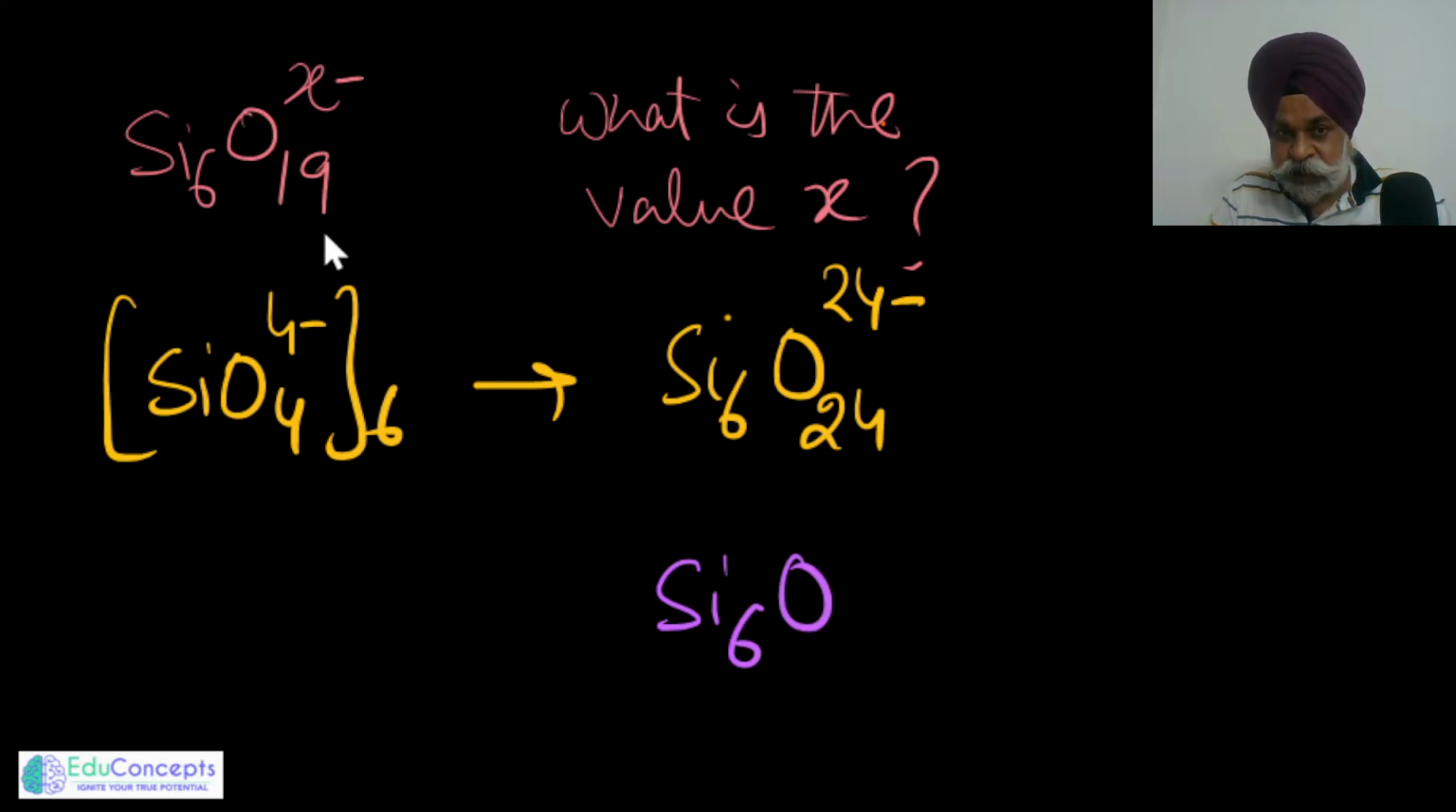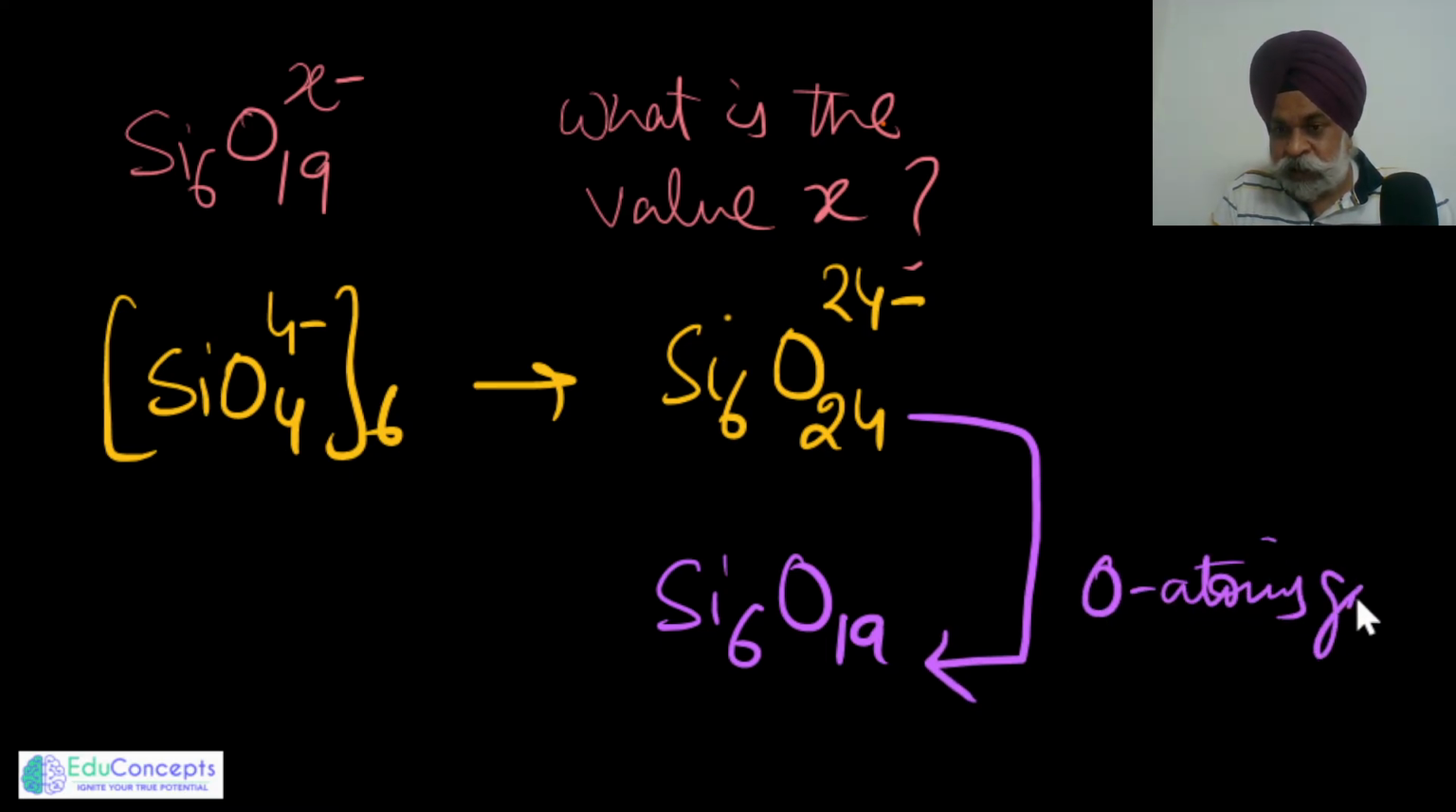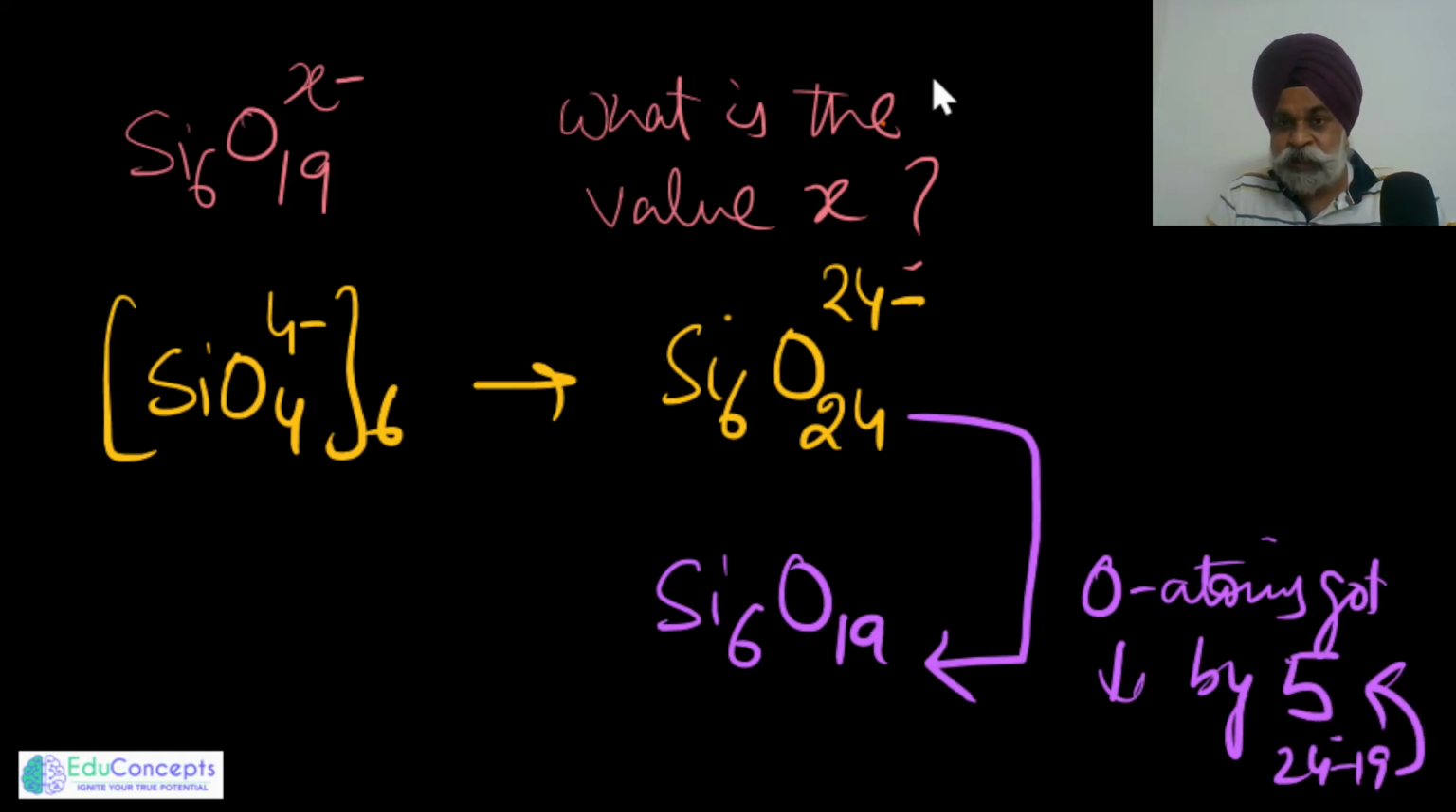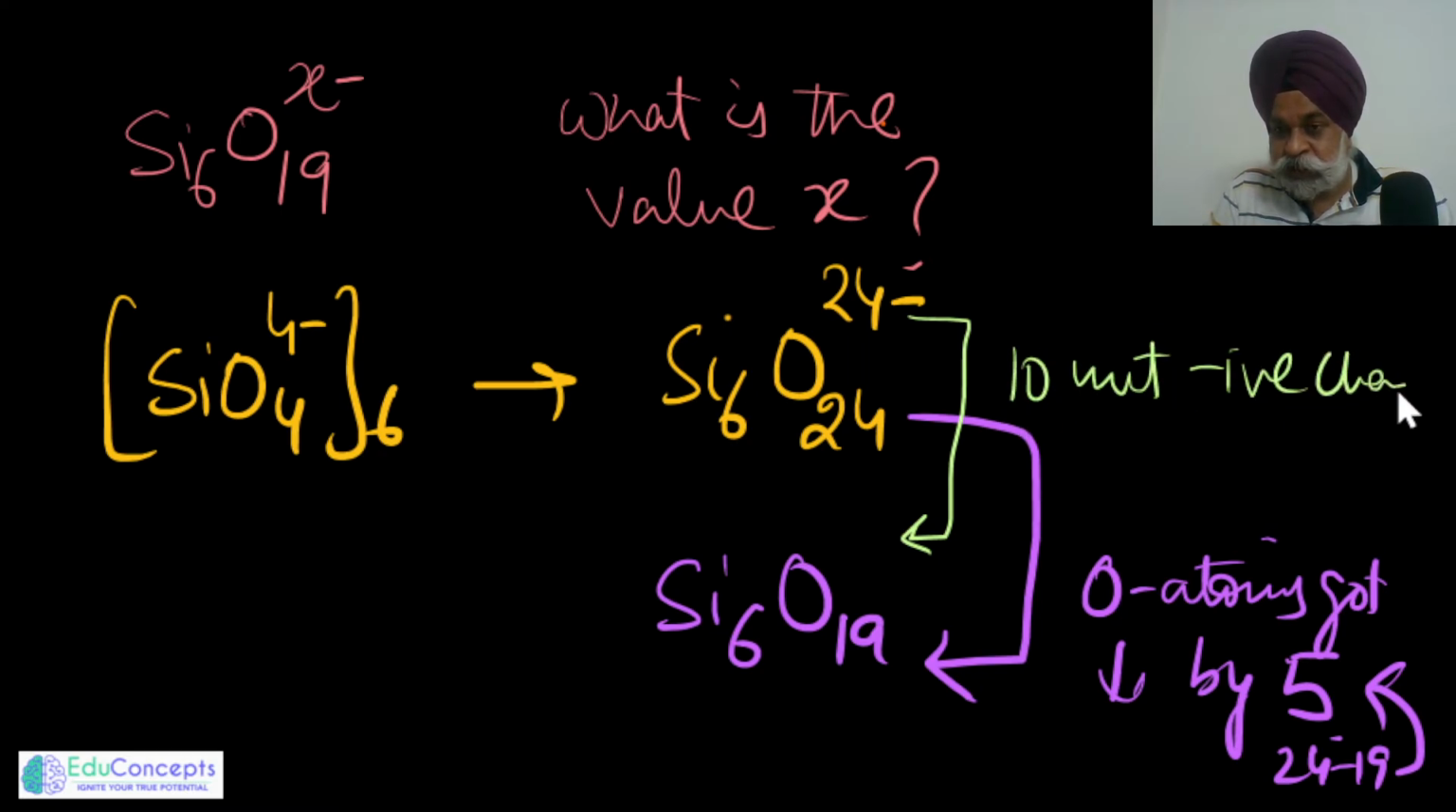Our structure is demanding 19 oxygen. So that means how much oxygen has been decreased? Oxygen atoms got decreased by a unit of 5. 24 minus 19 would make 5. So the negative charge is double this number. So the negative charge which I would have to decrease, 10 units of negative charge would be decreased. So this would be 24 minus 10, which would be minus 14.